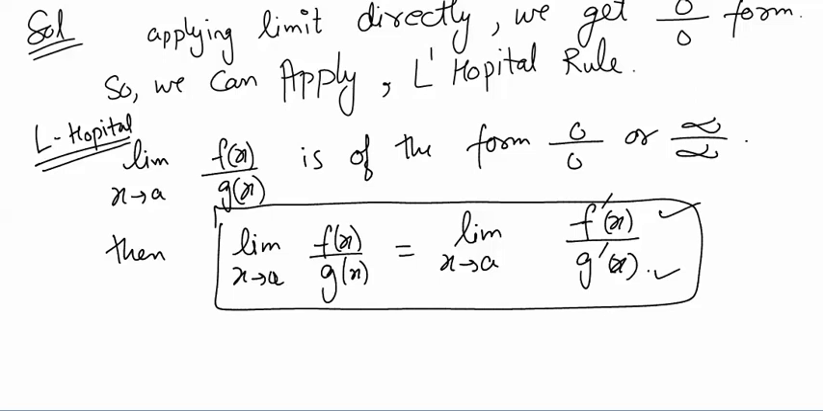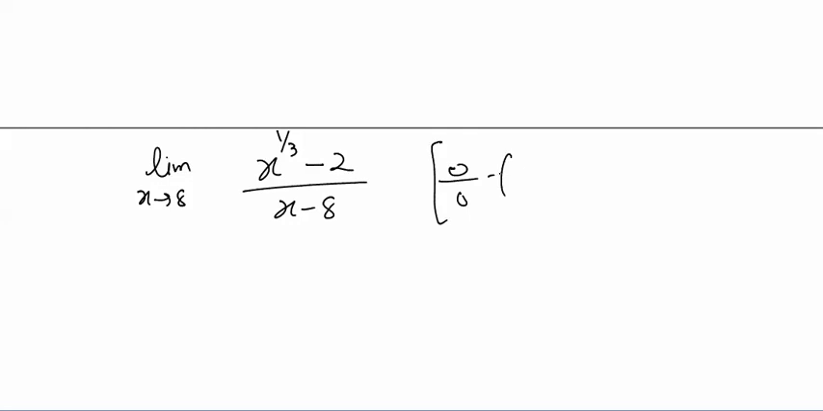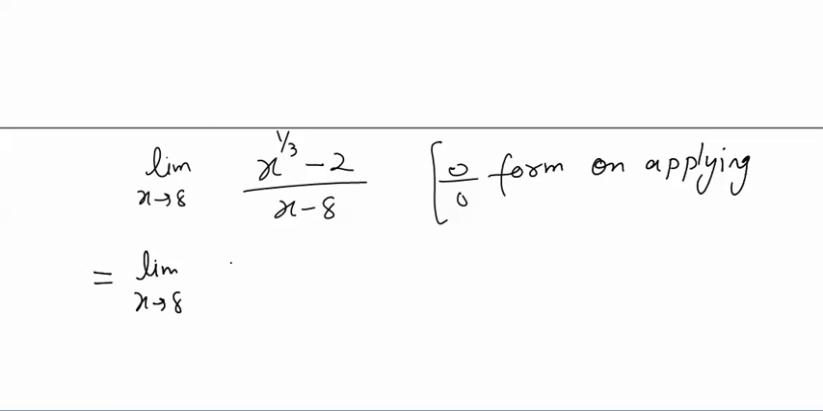So in the above case, what will you do? In our question, the question was limit x tends to 8 of x raised to 1 by 3 minus 2 upon x minus 8. I'll differentiate, because I can see there is a 0 by 0 form on applying the limit. So if I use L'Hospital, it will become limit x tends to 8. We have to differentiate the numerator separately and the denominator separately.